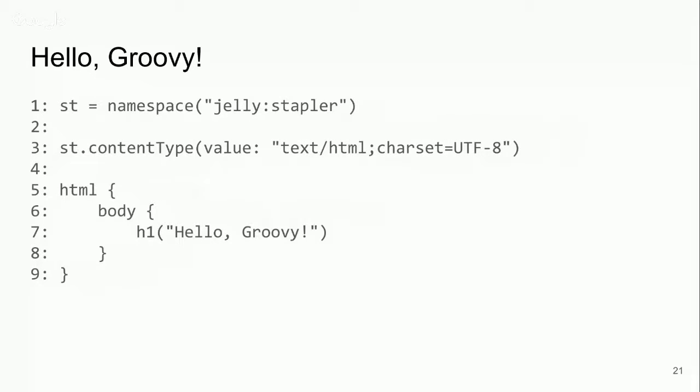The equivalent document in Groovy, or view in Groovy, looks like this. Here we're referencing the stapler namespace again, so we're able to set the content type of the response using this method call. And lines 5 to 9, you can see how we're building up the document structure using a kind of Groovy DSL.